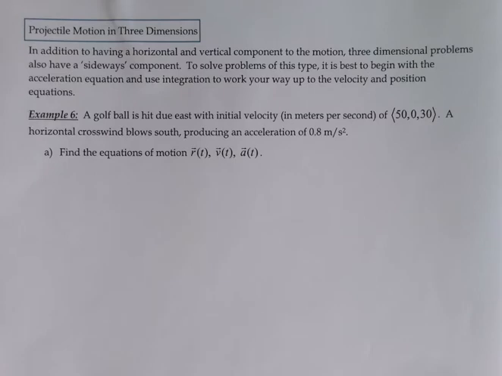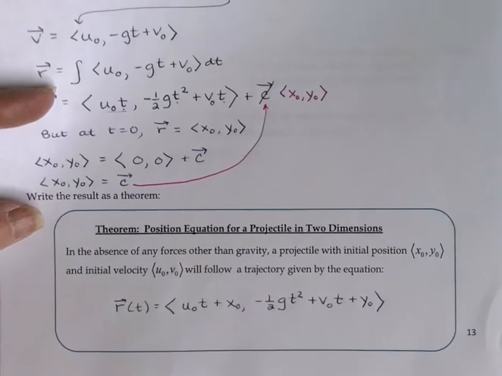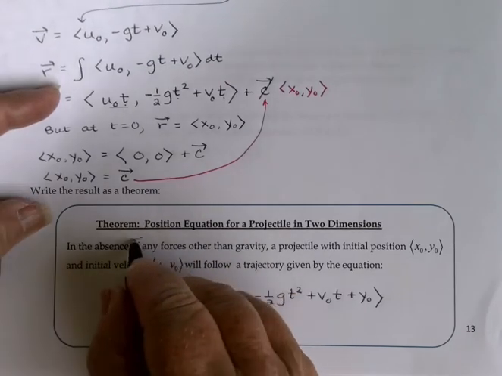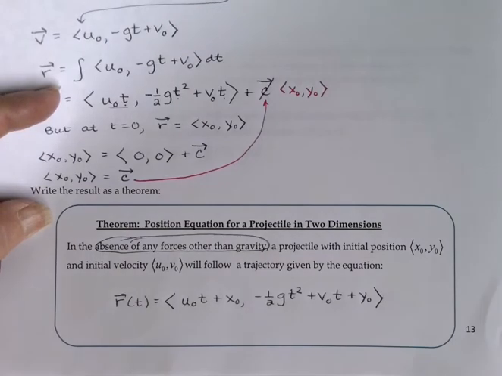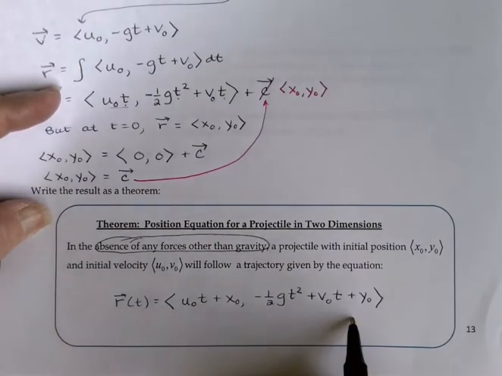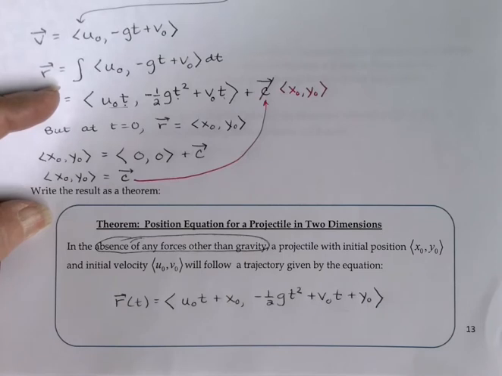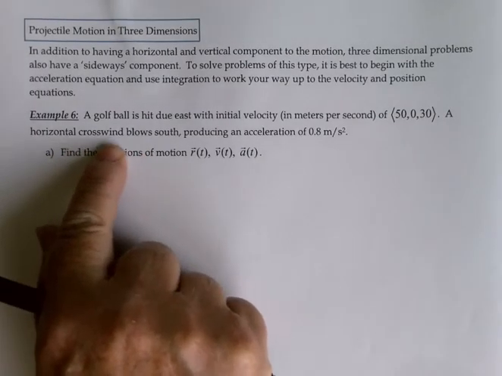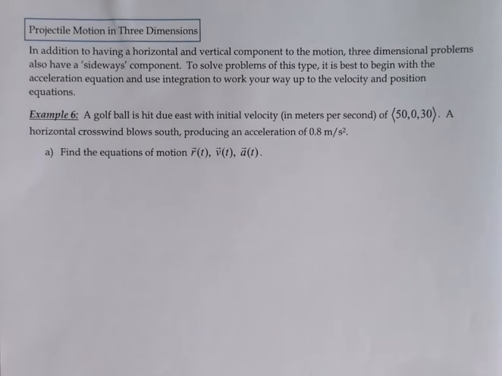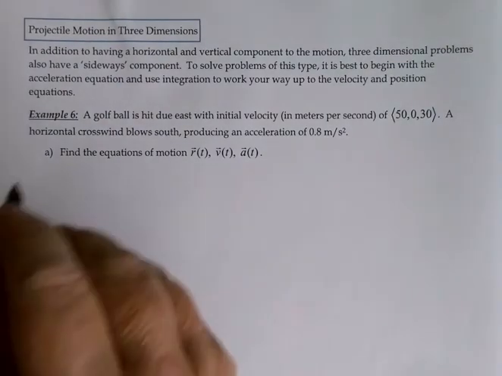All right? So, again, our position equation here, the one that we were using last time, assumed the absence of any forces other than gravity. I can only use this when I have nothing but gravity acting on my object. That's not the case here. In addition to gravity acting on this golf ball, we also have this crosswind. So we're no longer in a situation where we can use the r of t that we've already developed. Instead, let's think about what's going on here.